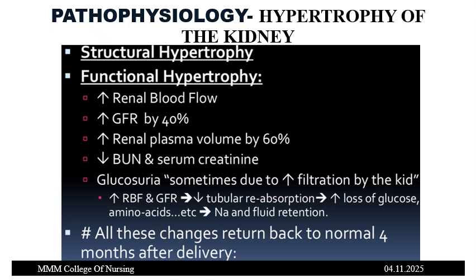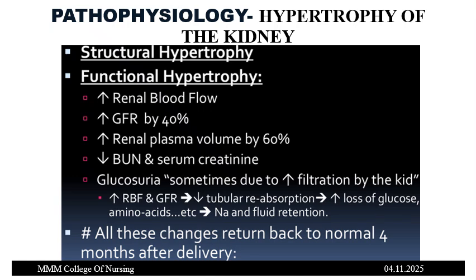Because of that, all these changes happen in the kidney also. So there will be more urine lost, more urine excretion. Because more urine is excreted, there will be more loss of urea, creatinine, glucose, amino acids. So all essential nutrients are lost because of the increased urinary excretion. Why is there more urinary excretion? Because of the increased plasma volume. Why is there increased plasma volume? Because of the hormonal changes during pregnancy.